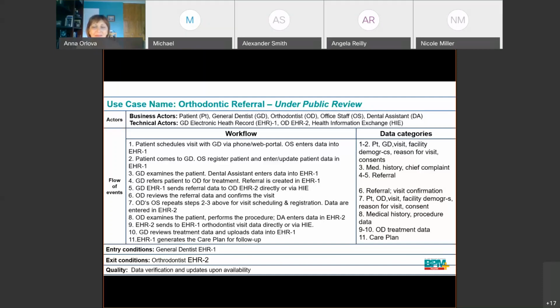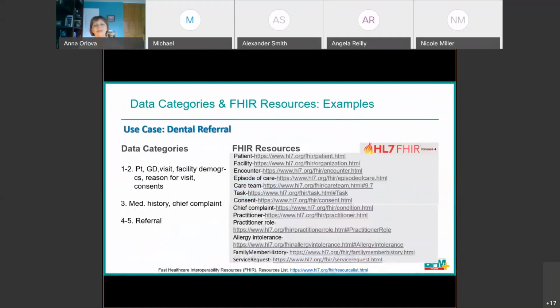And so from there, on the right, you can see the data categories that were identified by event as they connect to the clinical pathways, the workflow, and the data flow. Next slide, please. And so these were the FHIR resources that were identified in the dental referral business case that pertain to the data categories as they're identified here on the left. Next slide, please.